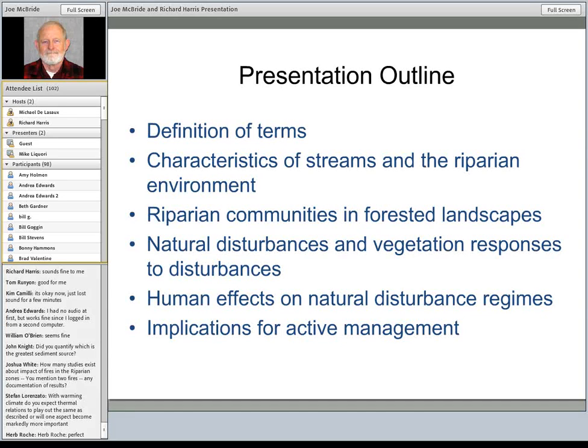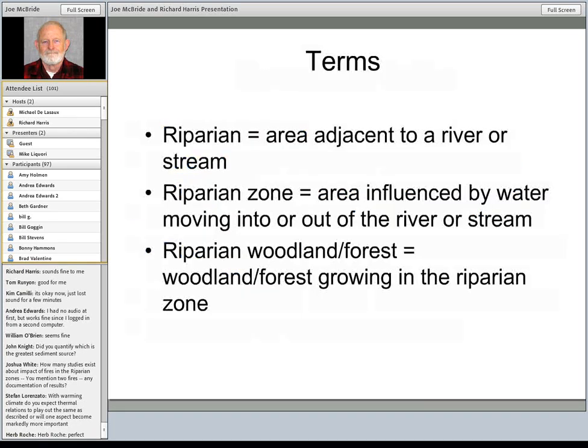I want to talk about some terms relative to riparian areas along streams. I want to talk about the other topics that are listed if you can see the presentation outline here on your screen. And let's start by having a look here at some terminology.